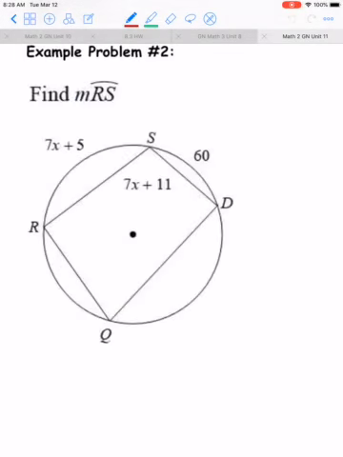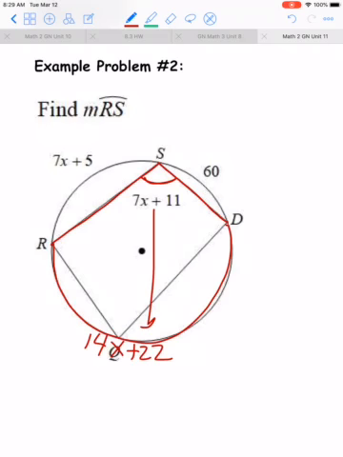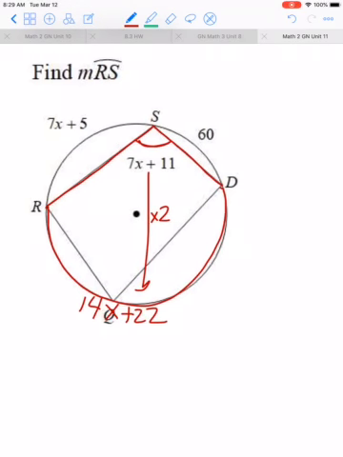Let's look at this one here. So if you notice here, we've got an angle marked. I always like to start with the angle and work my way out. So that angle is right here. And when you times it by 2, it describes that whole red piece I just did. So 14x plus 22 when you times by 2. So we can times by 2 even if we don't know x.